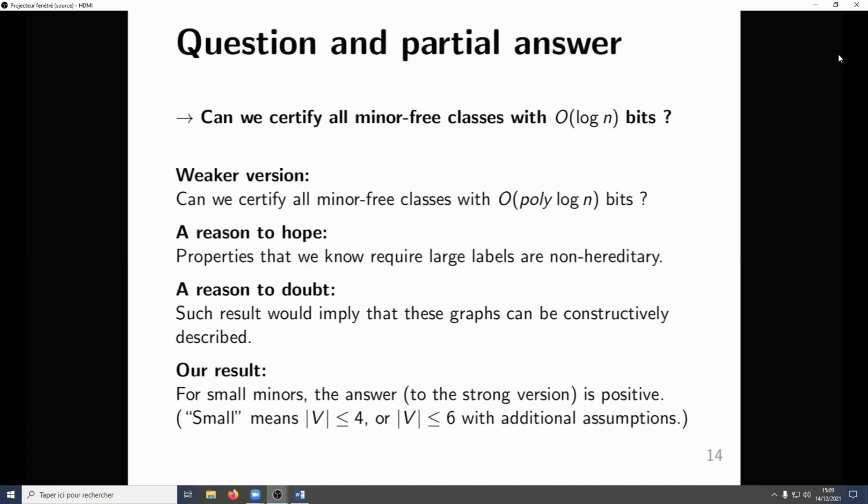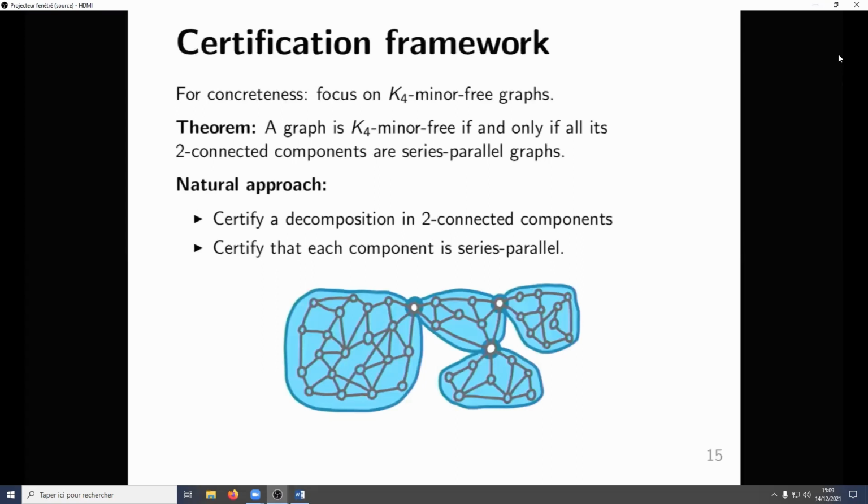Okay, so I have a bit more than 5 minutes left. So what I will do is give a glimpse of the techniques that we use. And for that, for concreteness, I will first focus on one class, which is K4 minor free graphs. So I will focus on graphs that do not have a clique on 4 vertices hidden in there.